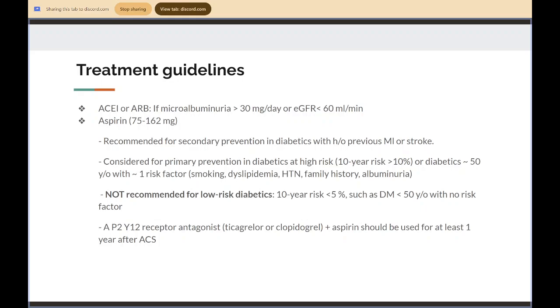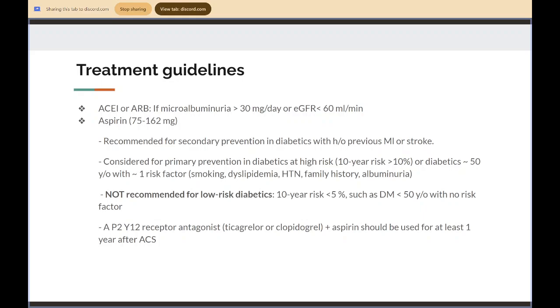or diabetics that are 50 years of age with one risk factor, such as smoking, dyslipidemia, hypertension, family history, and albuminuria. Now, if you weren't sure before, know that albuminuria means that the kidneys are not filtering protein effectively, and so you definitely have to take measures to protect the kidneys. These guidelines are not recommended for low risk diabetics, and the age and the percentages are listed.